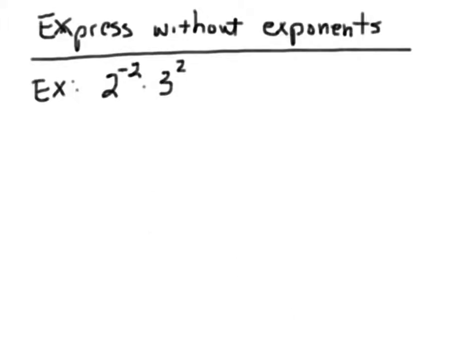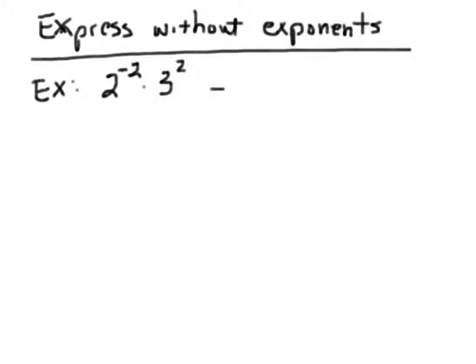Okay, now when I say express without exponents, that means we're not going to have any variables, and we want to completely evaluate our problem. Now we can't multiply the 2 and the 3, they've got powers to them, and according to PEMDAS, we have to take care of our exponents first, so that's what we're going to do.